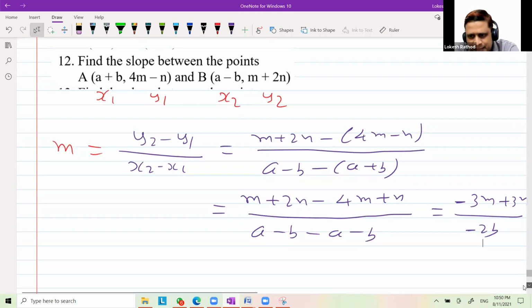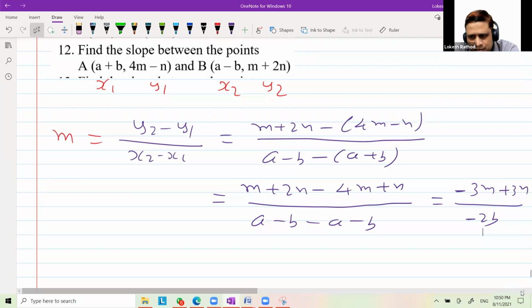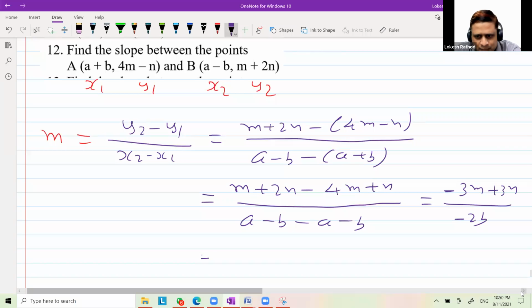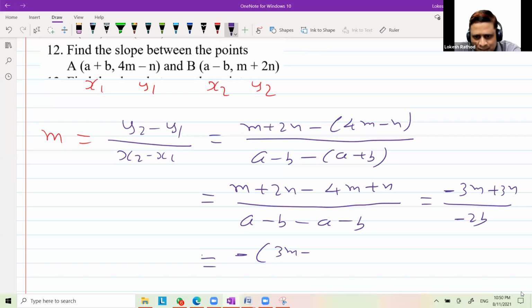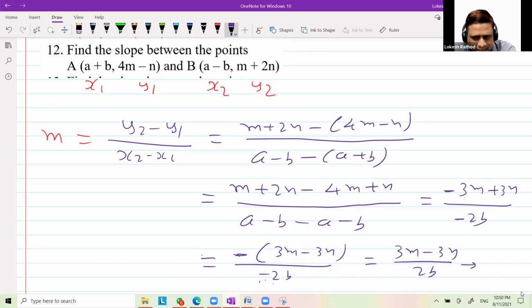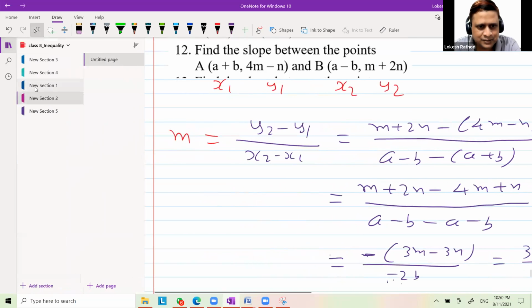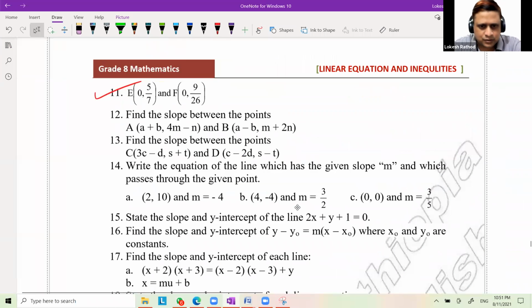If you want, you can take minus common, right? So it's basically minus of 3m minus 3n, and the denominator is minus 2b. The negatives get cancelled, so it is 3m minus 3n over 2. So this is the answer, and our answer is in letter form only, alphabet form, because the points were given in that form. Are you getting this? So we can do it like this only, right? This slope, we can find it like this. Okay, fine. So this we have done.